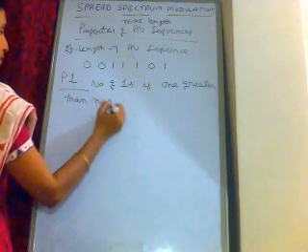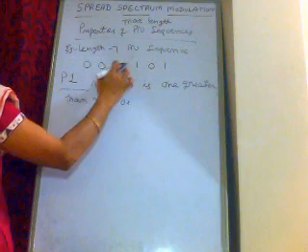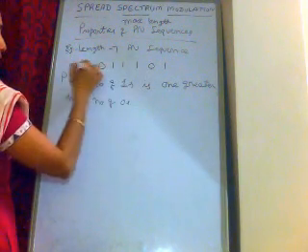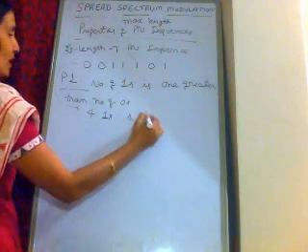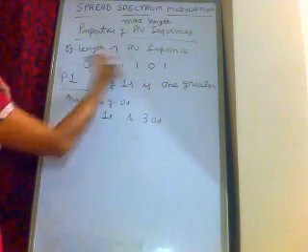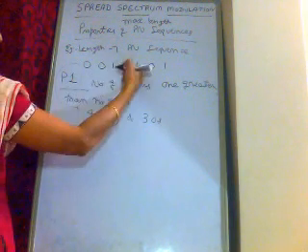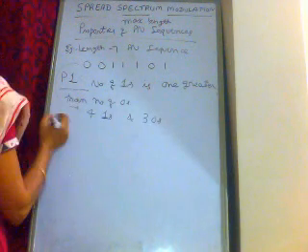So how many ones are there in this sequence? 1, 2, 3, 4. So this example has 4 ones and 3 zeros. So we have verified the first property for this example. The property says the number of ones, that is 4, is 1 greater than the number of zeros, that is 3.